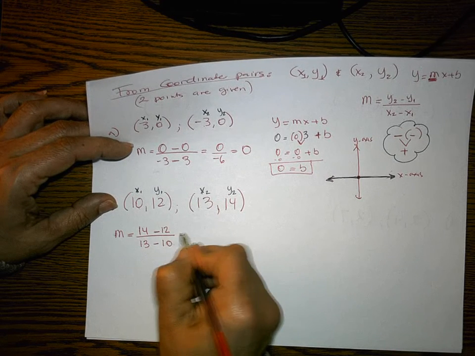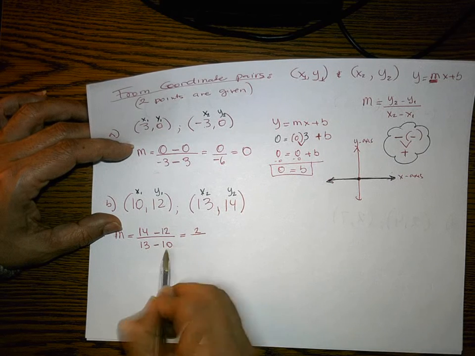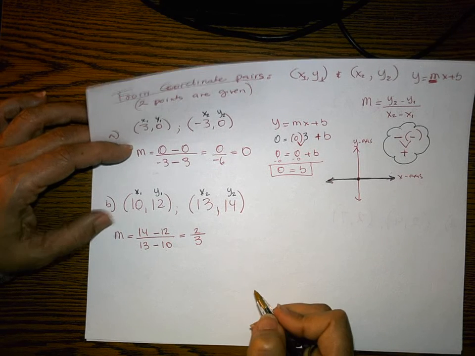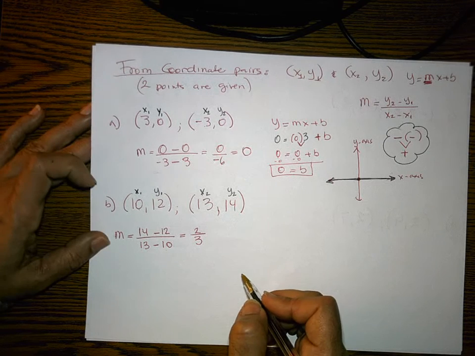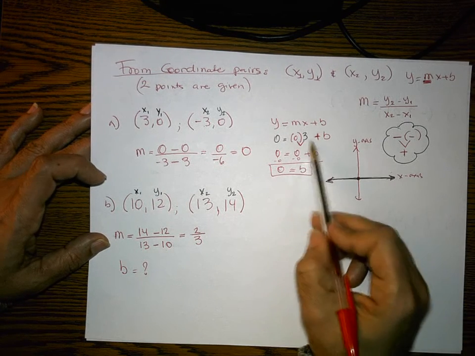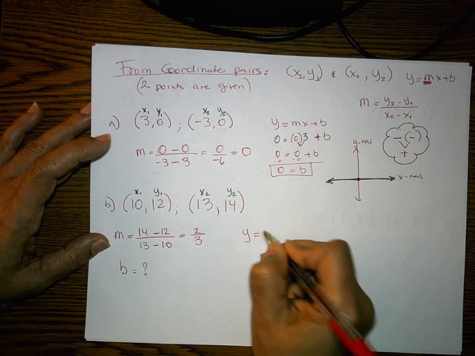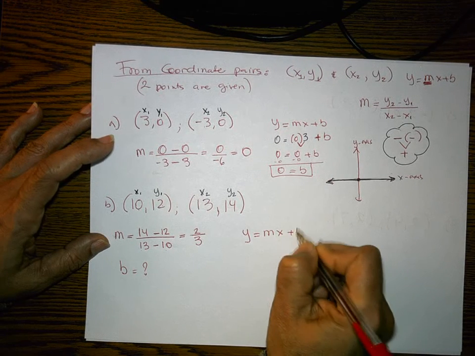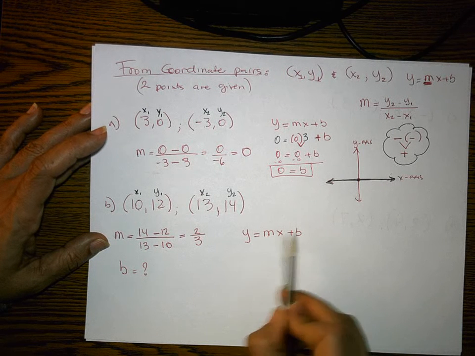So 14 minus 12 is 2, and 13 minus 3 is 10. So there you go, I have my slope of 2/3. I don't have the b value, and that's what we were trying to find out here. So we use the equation y equals mx plus b. We plug in the y value, x value, and the slope value, and we try to solve for b.